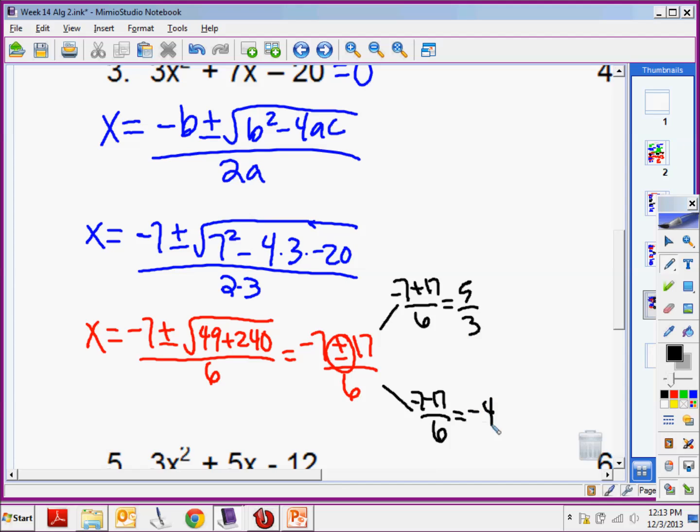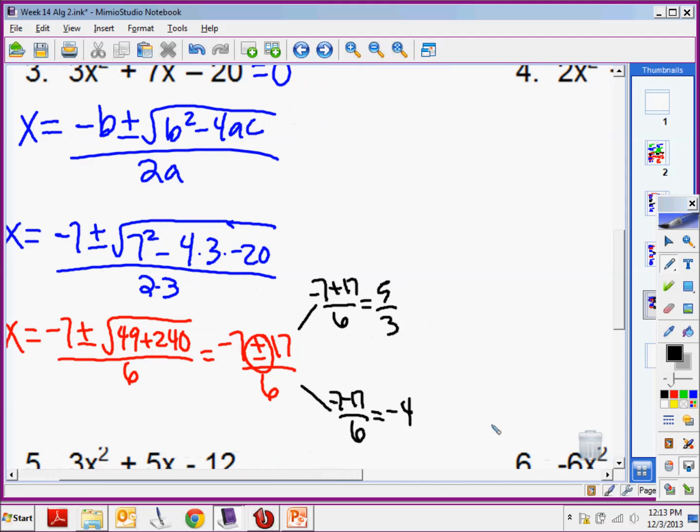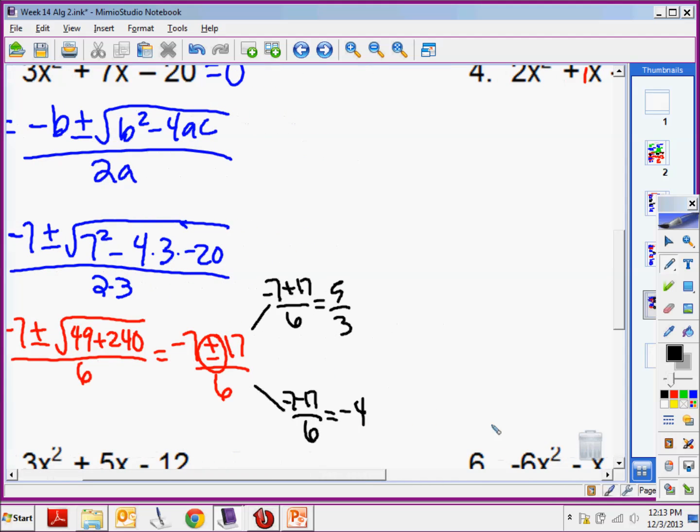So those are my solutions, but my factor would be what? What is my denominator? 3. Oh, I forgot how to do that. 3x minus 5. There you go. Your denominator is your leading coefficient. And then x minus 4. It's not minus 4, it's the opposite. Plus 4.